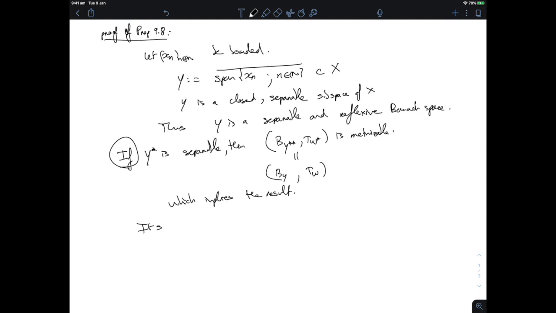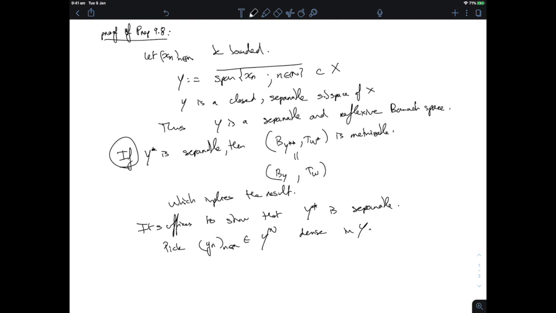So it suffices to show that y star is separable, knowing that y is separable and reflexive. So okay, we'll show that y separable and reflexive implies y star separable. Okay, so here is how we do this. We pick a set, let's call it yn, of elements in y that is dense in y. Okay, we can do that because y itself is separable.